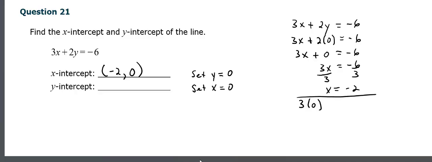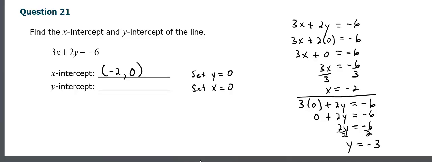So to find the y-intercept, we go back to our original problem, and this time we substitute 0 in for x. So we'd have 3 times 0 plus 2y equals -6. 0 plus 2y equals -6. 2y equals -6, and then we're going to divide by 2, so y would equal -3. So the coordinates of our y-intercept, remember, 0 for x and -3 for y.